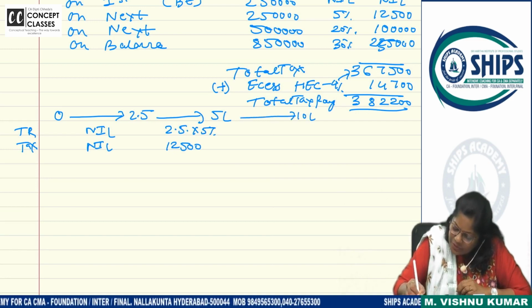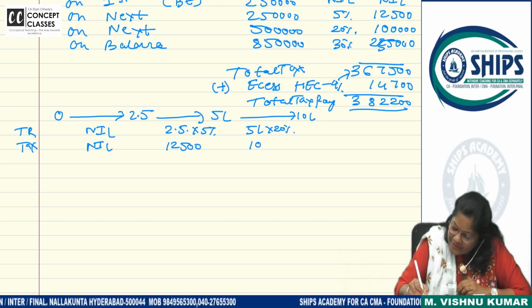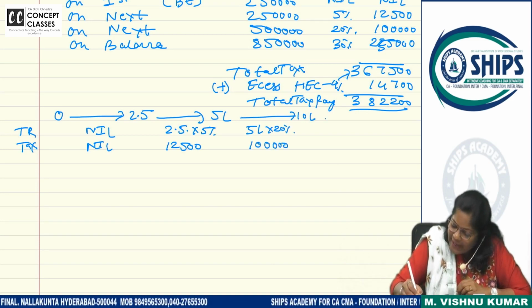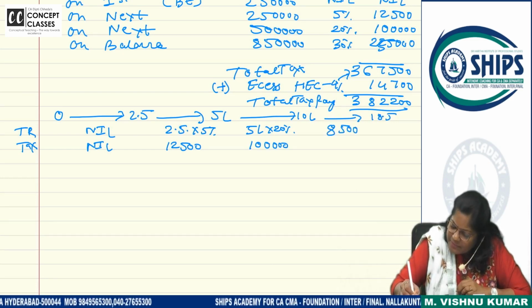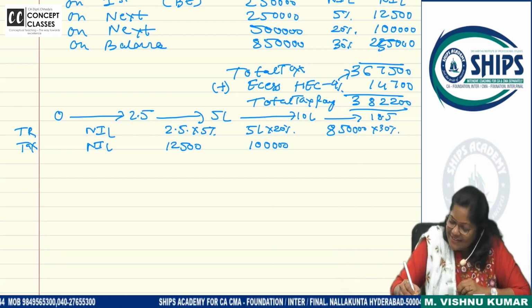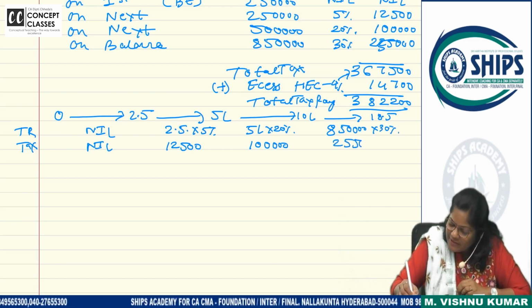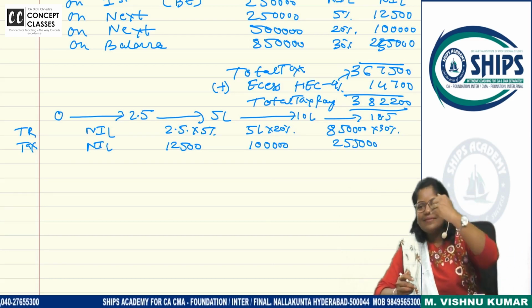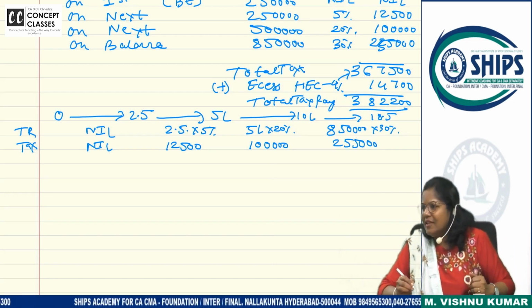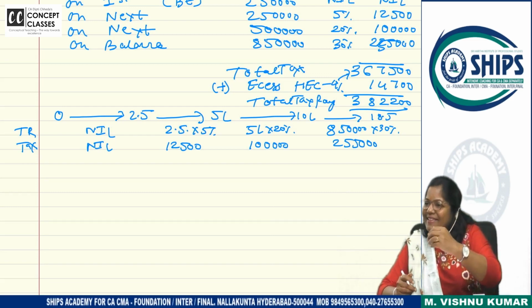5 lakh to 10 lakh. How much is the income? On that, what is the tax? That comes to 1 lakh. 10 lakh to 18.5. What is the income? 850. On that, how much? 30%. That comes to how much? 2,55,000, right? So now did you get it?